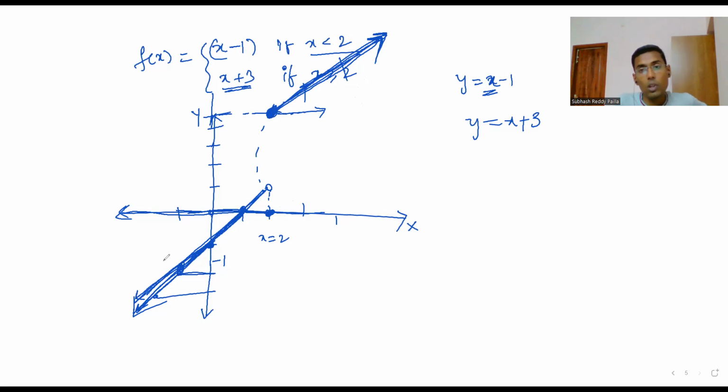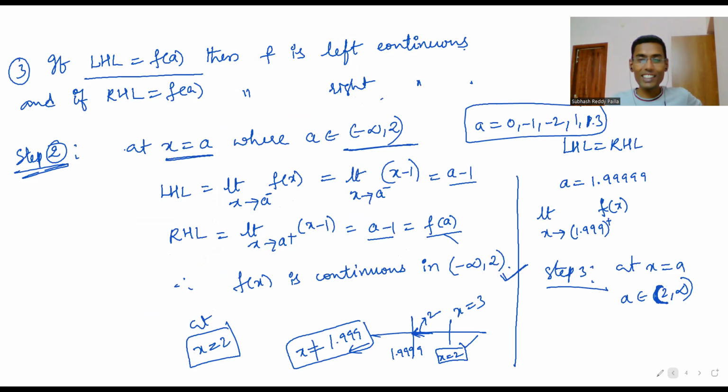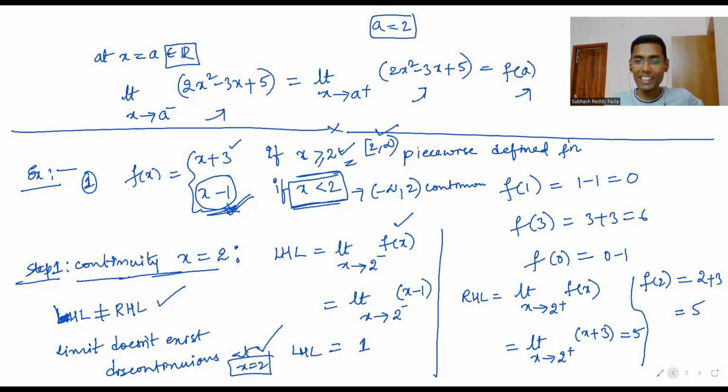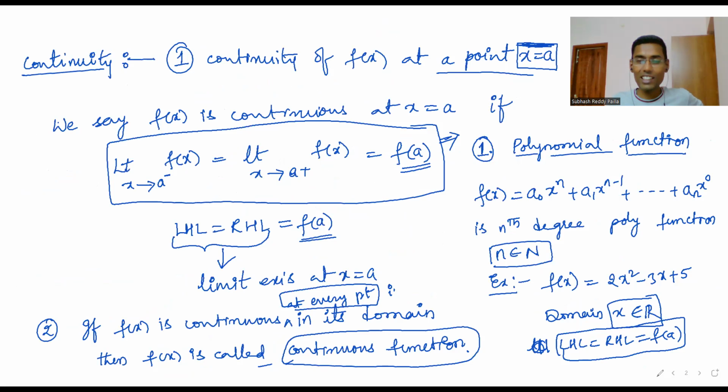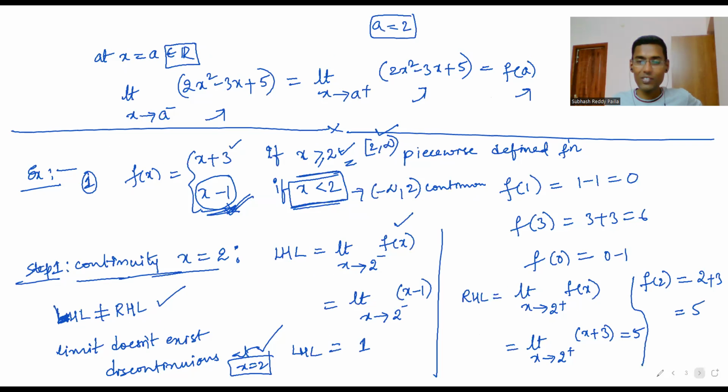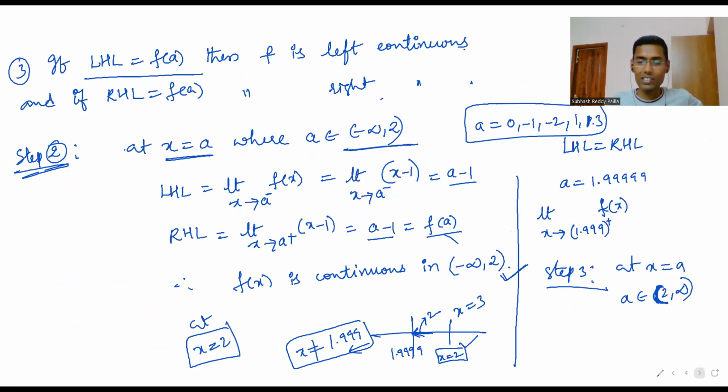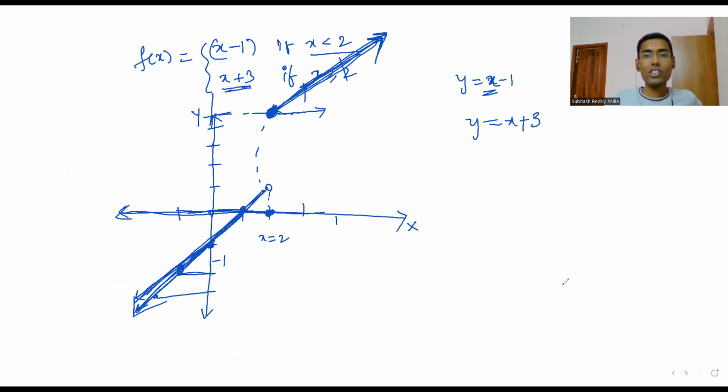Yes, sir. It looks so simple. Why did we do so much explanation, when it looks very simple? Because we have taken a simple example. That's the reason it is simple. Of course, the point here is that at x equal to 2, the limit doesn't exist either.